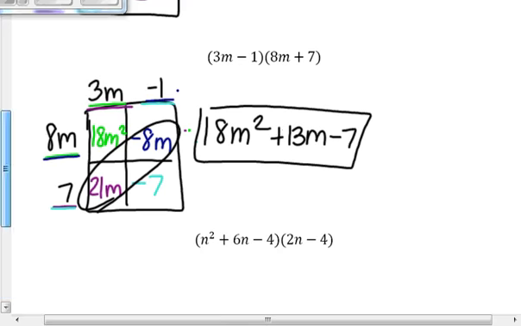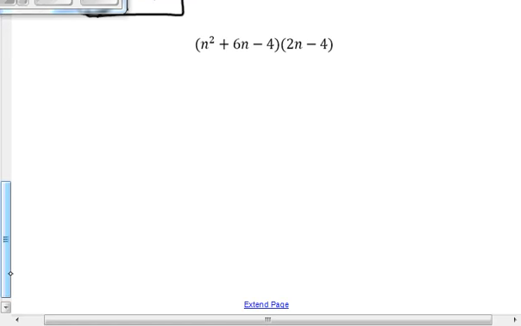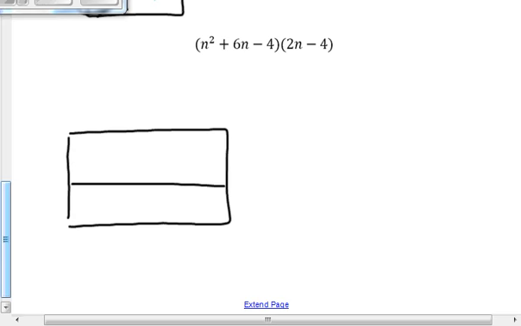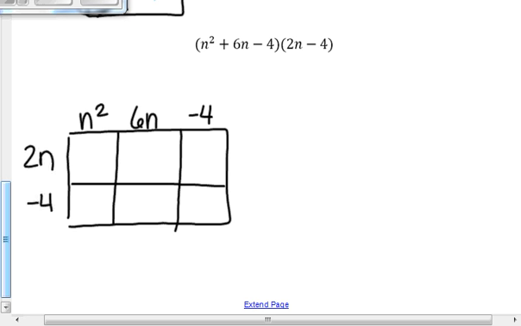We'll do one more, but we'll now have a trinomial. So we've now got a binomial and a trinomial. We just need our box to be a little bit bigger. I personally like putting the trinomial on top, but again, it doesn't matter how you do it. So we're going to do 2n times n squared. So 2n times n squared is 2n cubed. We add our exponents.